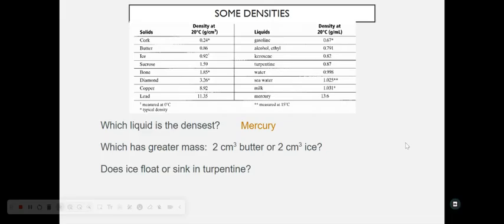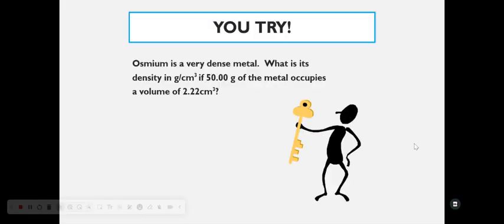The most dense liquid here is mercury. The one with the greater mass, in these two, you have to look at the density. A greater density would mean a greater mass because their volumes are the same. Does ice float or sink in turpentine? Does ice have less density or more? The answer is more. It will sink.